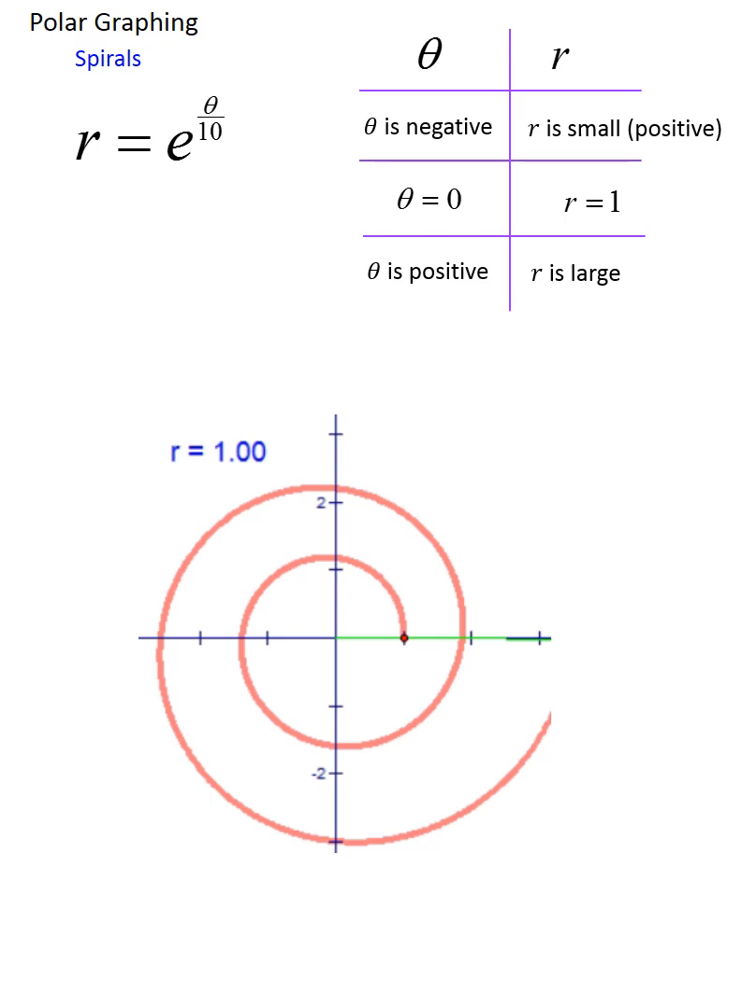And furthermore, as theta gets more and more negative, r gets closer to 0. And that's what you're seeing here. You're seeing theta become negative, and r, or the distance to the origin, getting less and less and less. And what ends up happening, the more negative you let theta get, the closer r gets to 0. And so you also get an infinite spiral around the origin on the theta equals negative end as well.